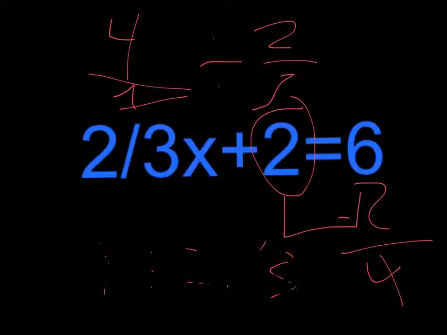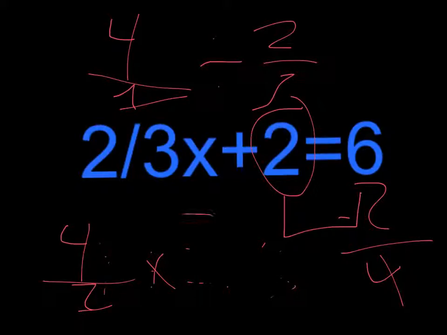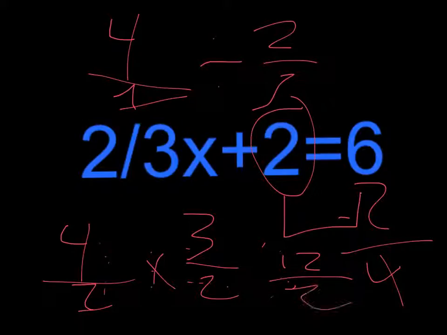And then we will have, alright, we're going to do KCR, 4 over 1 times 3 over 2. And we're going to multiply across and we'll have 12 over 2. So x equals 6 because 12 divided by 2 equals 6. And yep, that is how we find our answer for a two-step equation with fractions. Adios.